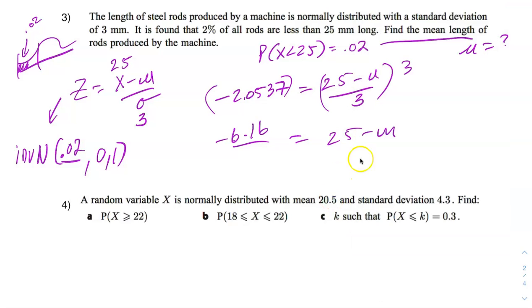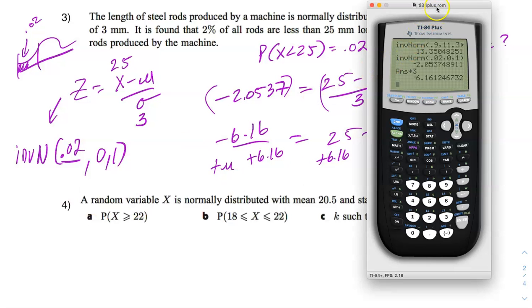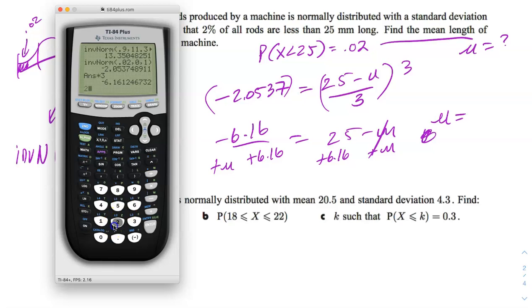Again, for me, the easiest way, I don't like negative mu, so I like to add mu to both sides, and then add this to both sides also. That way I get mu equals 25, and I'm going to put negative this because a double negative makes it a positive. And I get 31.16. Now again, 3 sig figs, 31.2. So 31.2. So there we go.